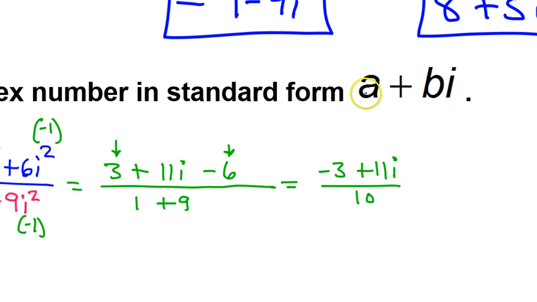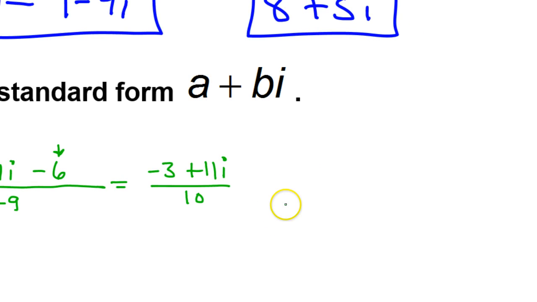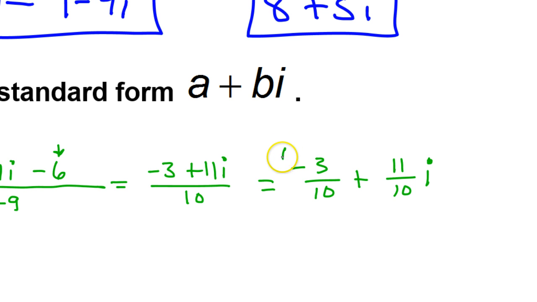Now, we're going to write this in standard form a plus bi, so we need to separate this. What we're going to do is take the denominator and write it under each part of the numerator. So if I split this up, this is going to be negative 3 over 10 plus 11 over 10i. Always watch out to see if there's anything that can be reduced. Neither of these fractions can be reduced. So that's going to be the answer.